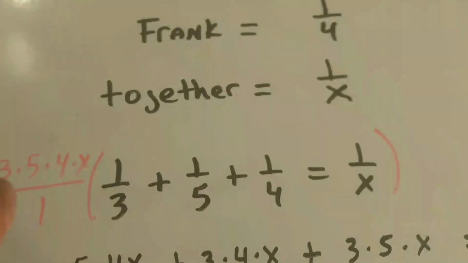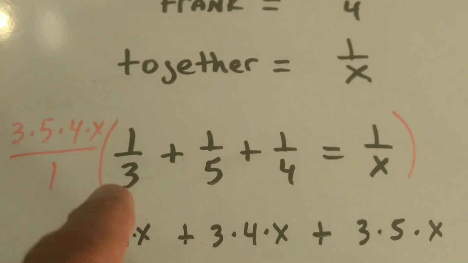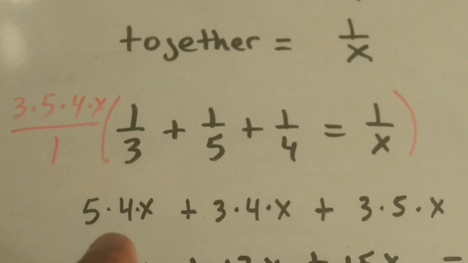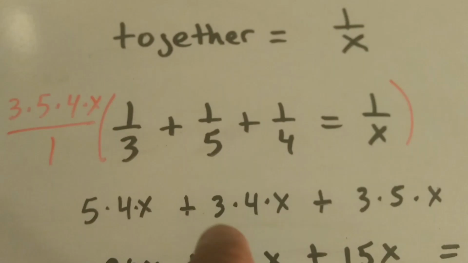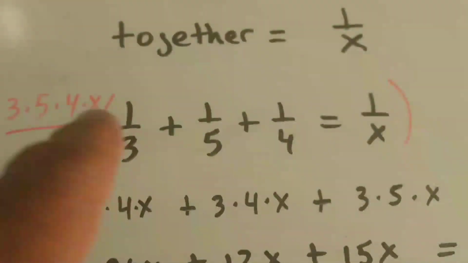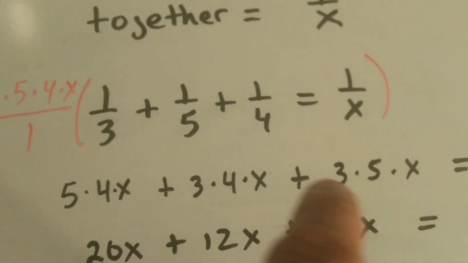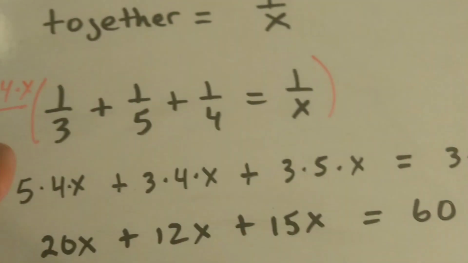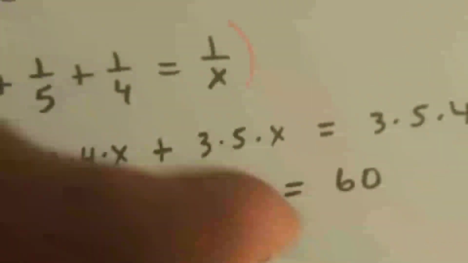Multiply by the denominators. 3 times 5 times 4 times x. Here the 3's cancel, leaves us 5 times 4 times x. Here the 5's cancel, leaves me 3 times 4 times x. Here the 4's cancel, leaves me 3 times 5 times x. And then here, when we multiply this times the 1 over x, the x's cancel, leaves me 3 times 5 times 4.